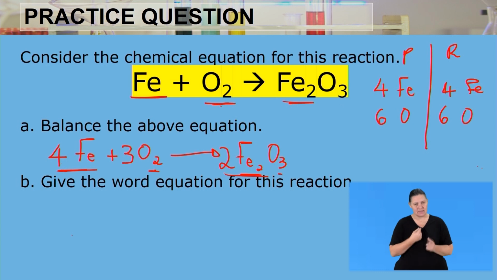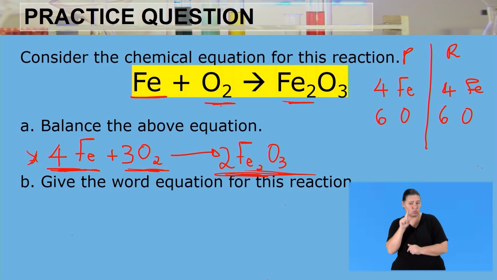So in order for us to get this particular compound as our iron oxide, we need 4 atoms of iron. We also need 3 molecules of oxygen so that when they react together, we have 2 molecules of iron oxide.